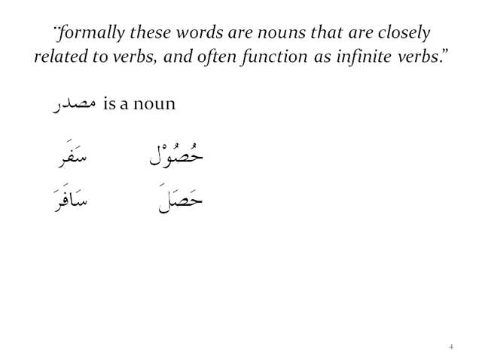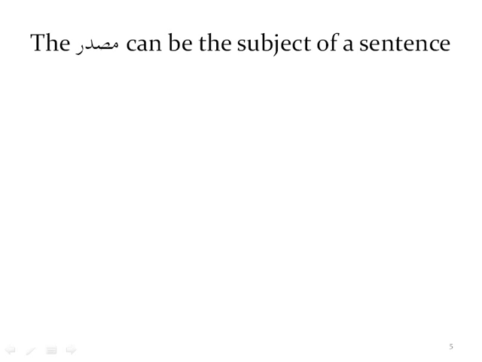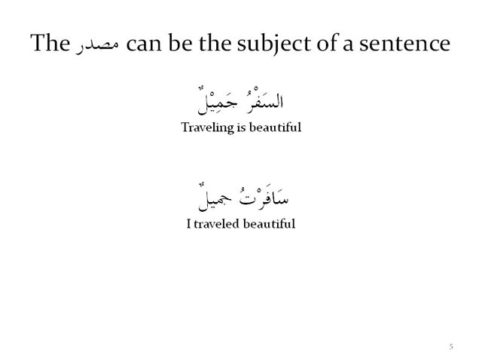Well, the difference is that you can do things with a masdar that you can't do with a verb. For example, you can make a masdar the subject of a sentence, which you can only do with nouns. For example, I can say, al-safar jameel, traveling is beautiful. I can only make a noun into a subject. It would be silly to make a verb into a subject. It wouldn't make any sense, for example, to say, safartu jameel, I traveled, beautiful.